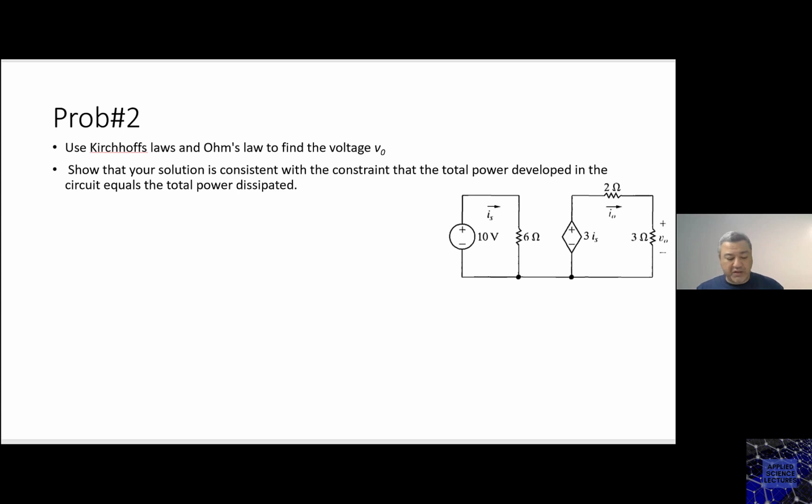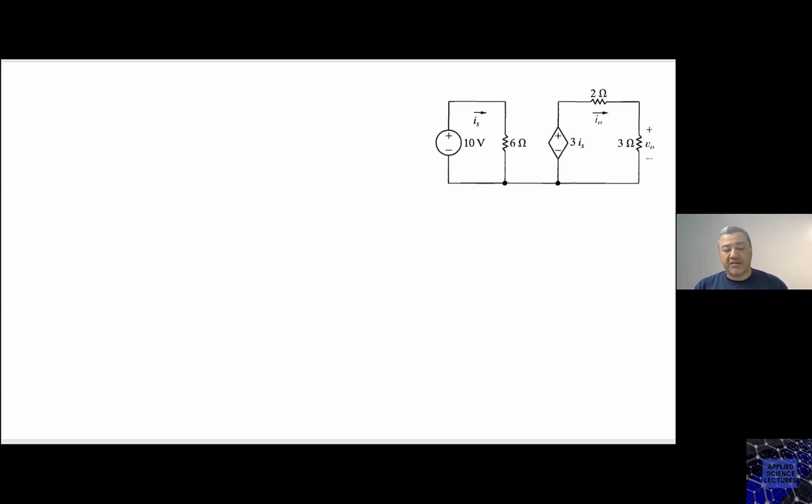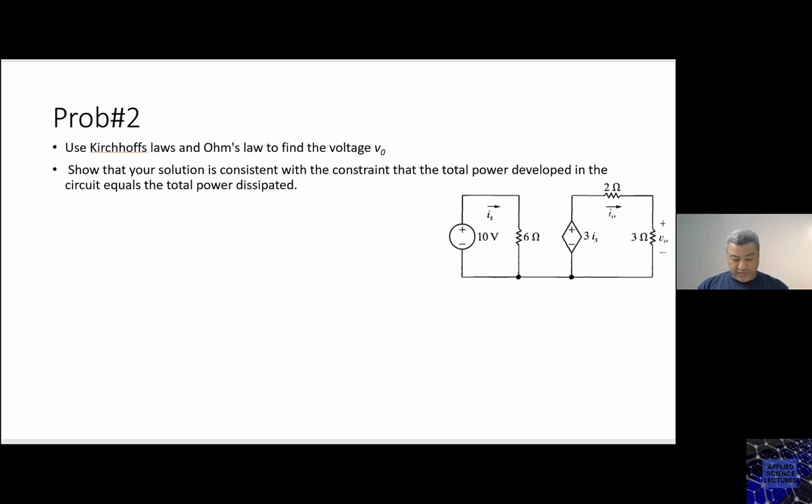Okay, so the second question is: use Kirchhoff's laws and Ohm's law to find the voltage V naught. Show that your solution is consistent with the constraint that the total power developed in the circuit equals the total power dissipated. So this is the conservation of energy again. The question is asking us to use those simple laws, Kirchhoff's laws and Ohm's law, to find the voltage V naught and then calculate the power.